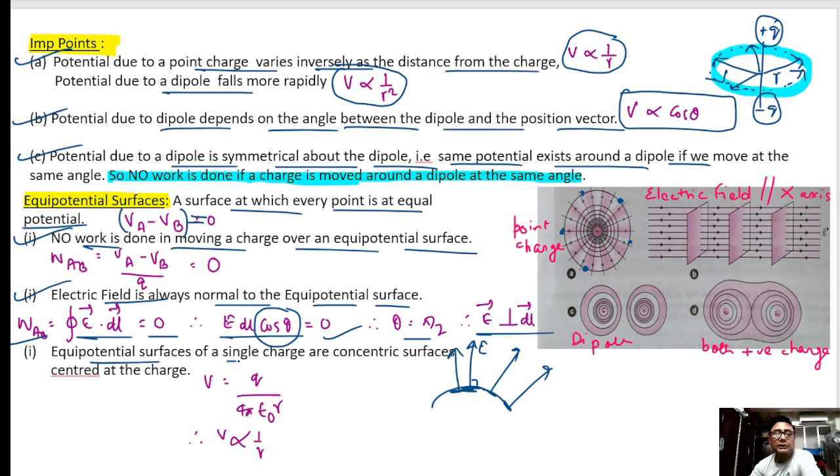Equipotential surfaces of a single charge are concentric surfaces. So this is the diagram for the equipotential surface of a point charge. This is the point charge, these are the electric fields around the point charge, and the equipotential surfaces are concentric and symmetrical also. So let's see next.